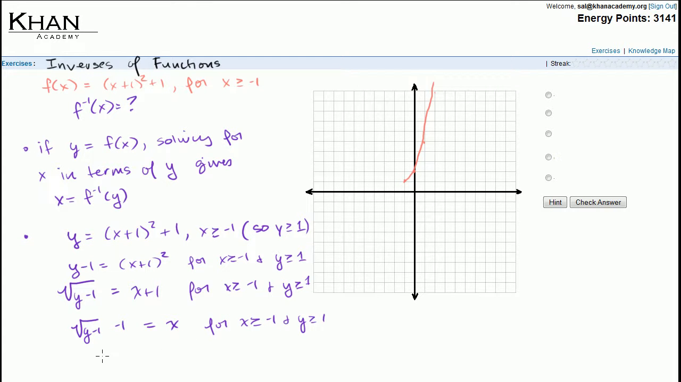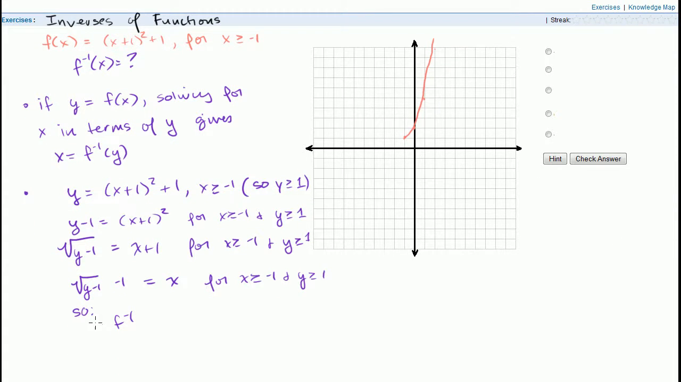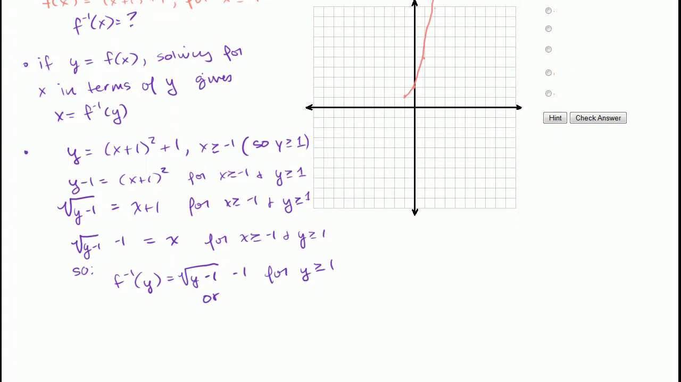And so we can say that, let me scroll down a little bit, f inverse of y is equal to the square root of y minus 1 for y greater than or equal to 1, or f inverse of x is equal to the square root of x minus 1 for x greater than or equal to 1, right? We're just swapping the x's and the y's.